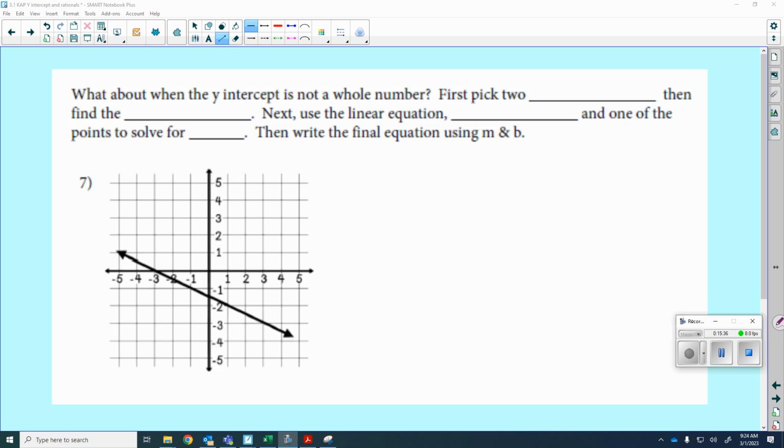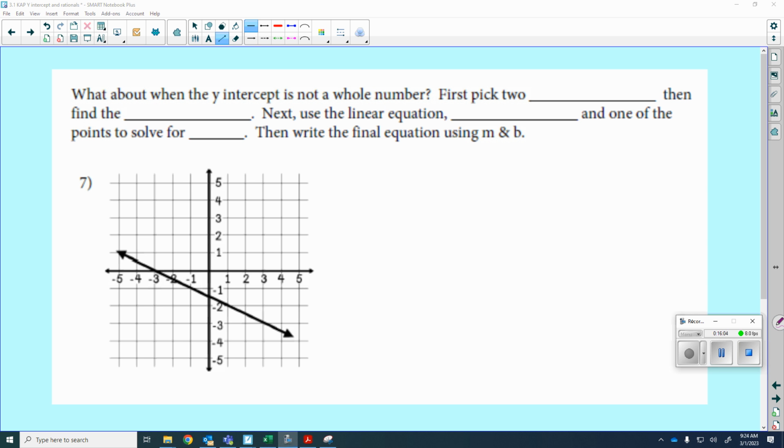So guys, take a look at this graph on the next page. What do you notice about the y-intercept? Uh-oh. What do you notice about the y-intercept? It's going to be a fraction. It's no longer easy peasy like all the ones that we've been doing up until now, where boom, it's right here, you can see it. So the question says, what about when the y-intercept is not a whole number?